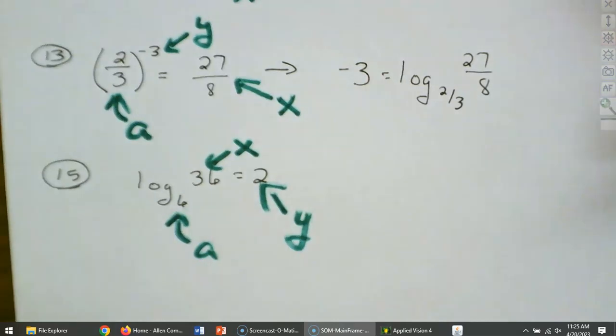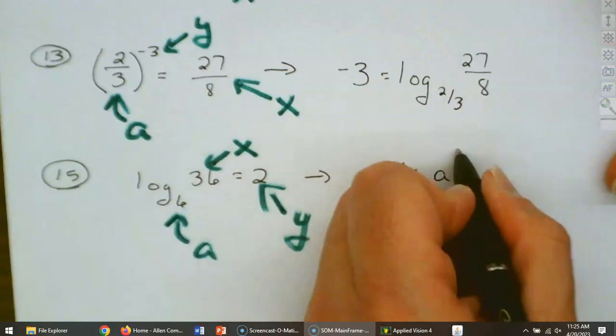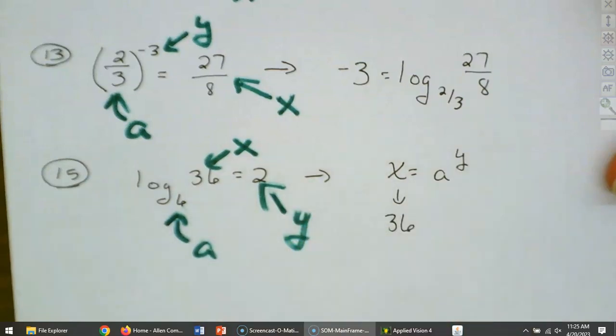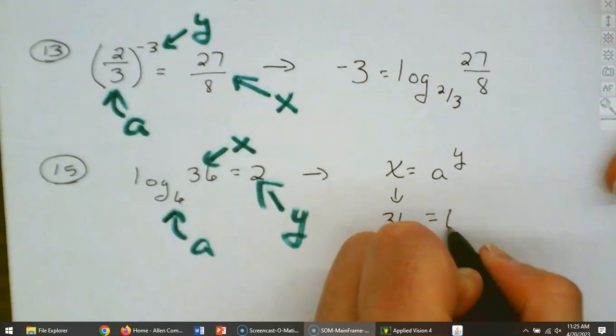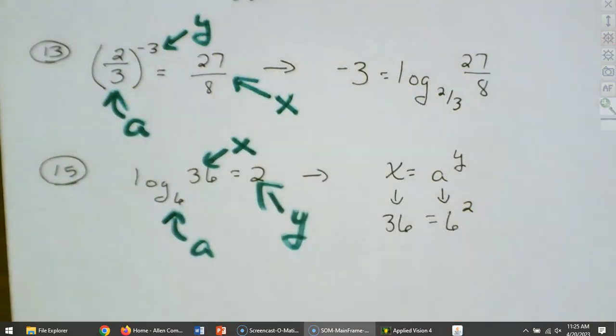And what does it convert into? Well, it converts into x equals a to the y power. And so this would convert into then 36 equals 6 squared. And we know that's true, and we know that we did it correctly because 6 squared is what? 36. All we are doing on these is just simply practicing conversions. Not difficult at all. We're going to use these conversions in a moment to solve equations, but right now we're just converting.